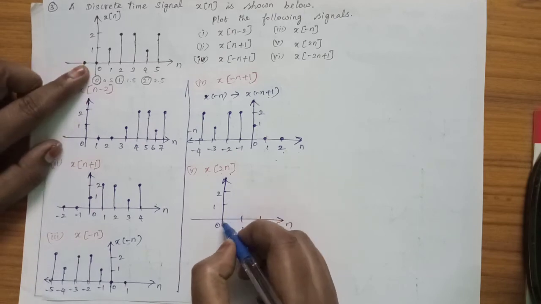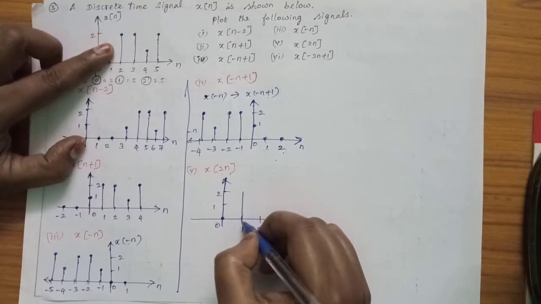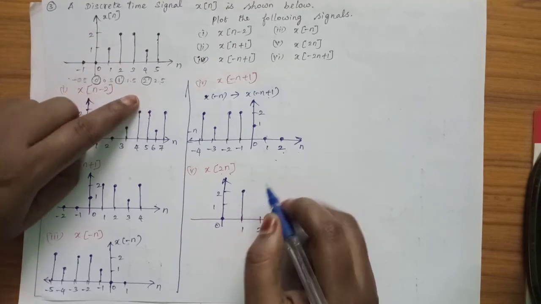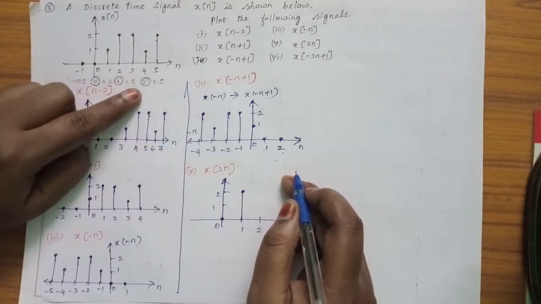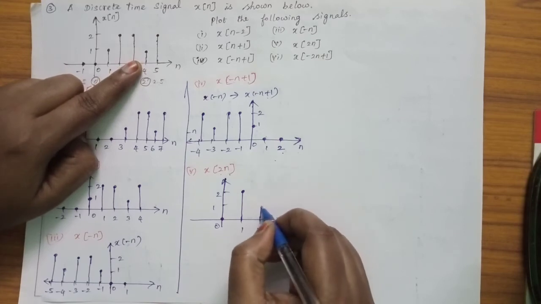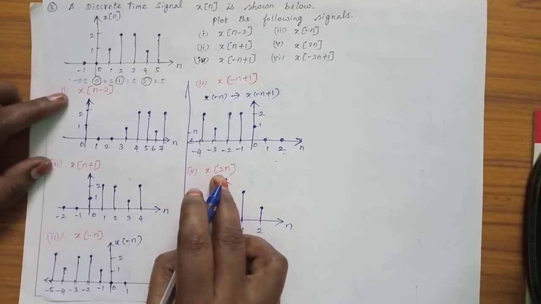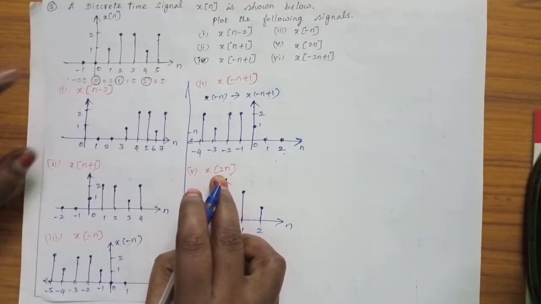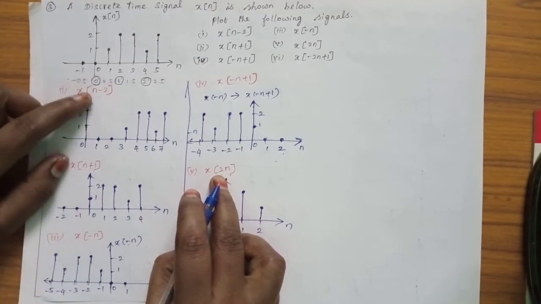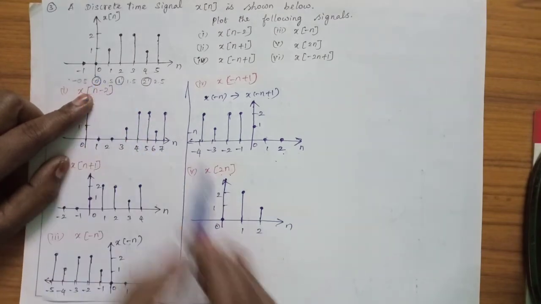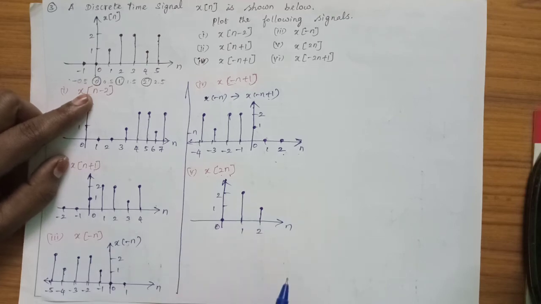At 0 its value is 0, at 1 its value is 2, and at 2 we should consider this as the n value for x of 2n. At 2 its value is 1. That is, we need to divide the n value by the scaling factor. If you get decimal values of n, just discard the entire sample. Wherever you get whole integers, just plot the corresponding sample values. So this is x of 2n.